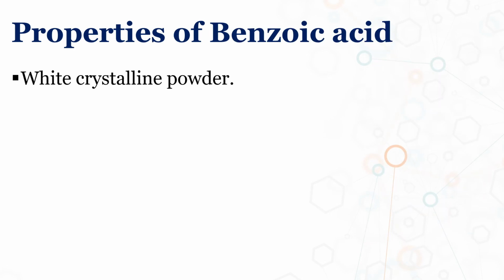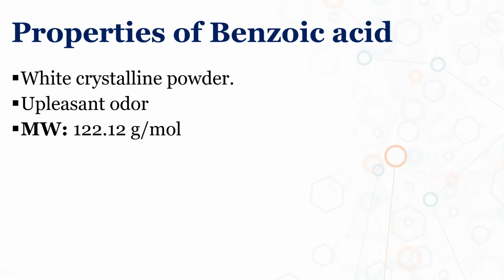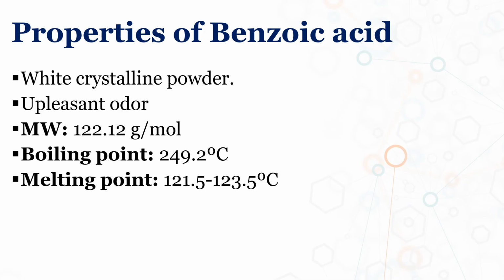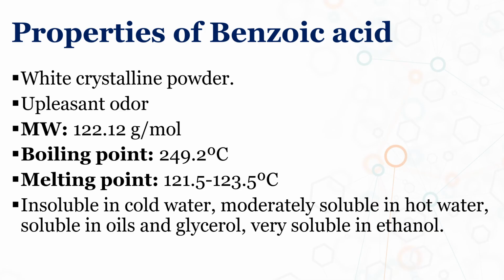So what are the properties of benzoic acid? It's a white crystalline powder. It has an unpleasant odor. Molecular weight is 122.12. Boiling point is 249.2 degrees Celsius, and melting point is 121.5 to 123.5 degrees Celsius. During the quiz, of course, these are also very important.